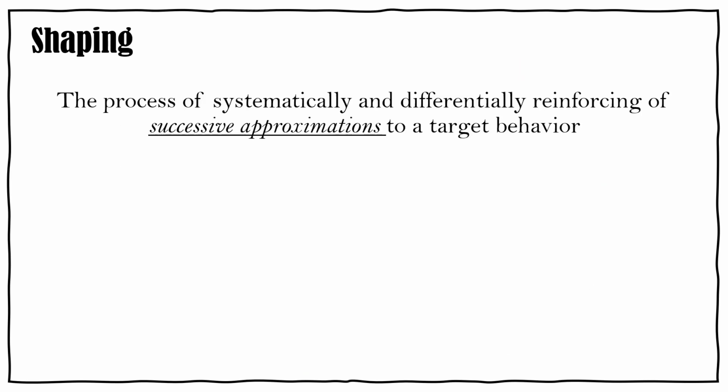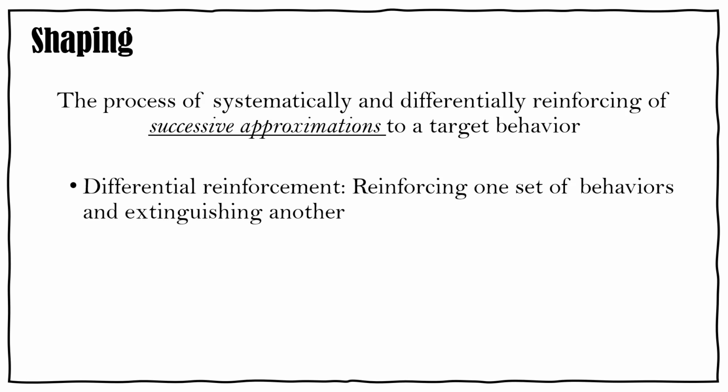Shaping is defined as the process of systematic and differentially reinforcing of successive approximations to a target behavior. So basically, with shaping, you identify a target behavior that you want the kid to engage in, and then you reinforce successive approximations to that target behavior. And when you're doing this, you're using differential reinforcement. So you're reinforcing one set of behaviors and putting another set of behaviors under extinction.